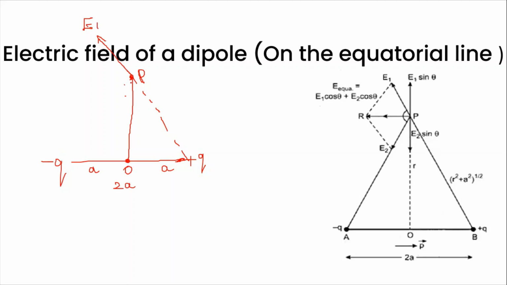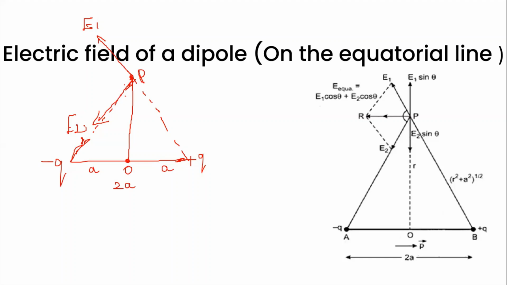Now this minus Q will attract the test charge because they are opposite in sign. So minus Q will attract the charge present at the point P because of the opposite nature of the test charge. So this force will act in this direction. We'll take this as E2. So now we have two vectors, and these two vectors are making an angle with the axis.